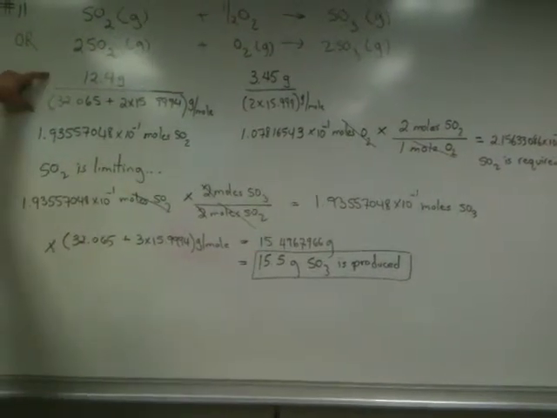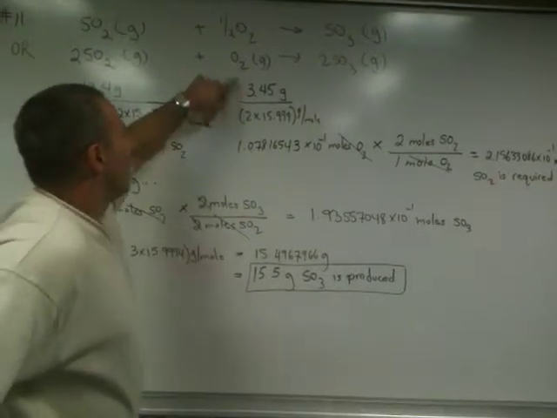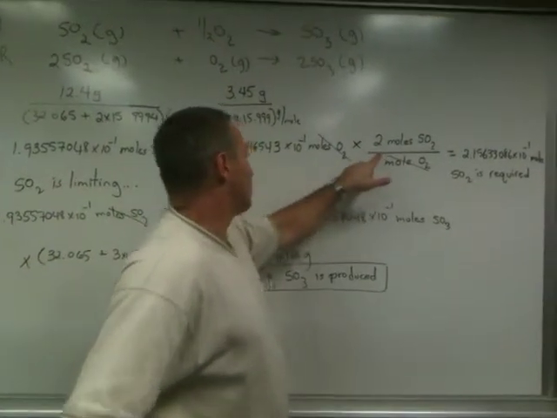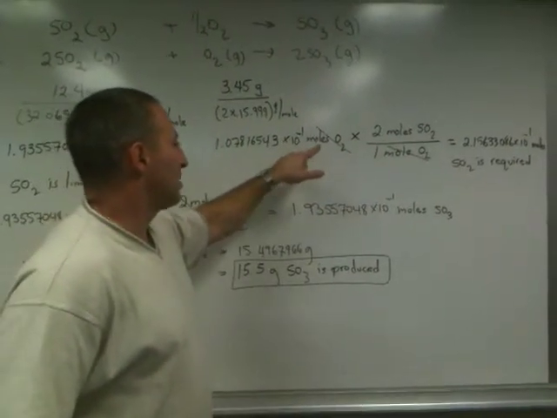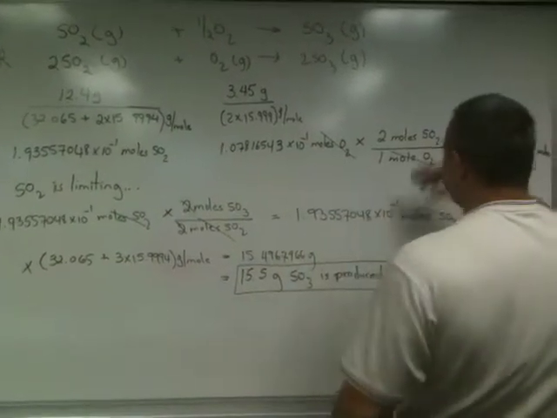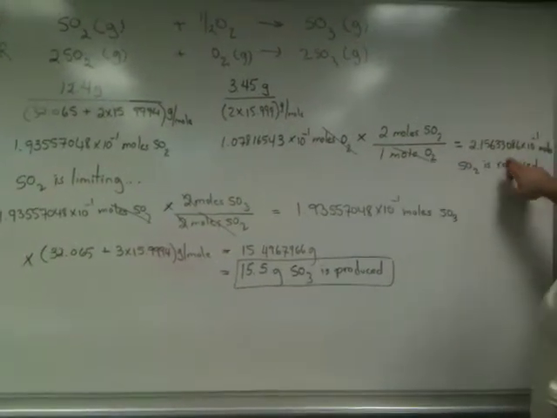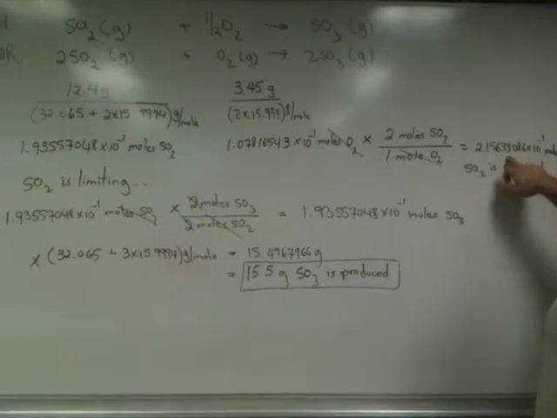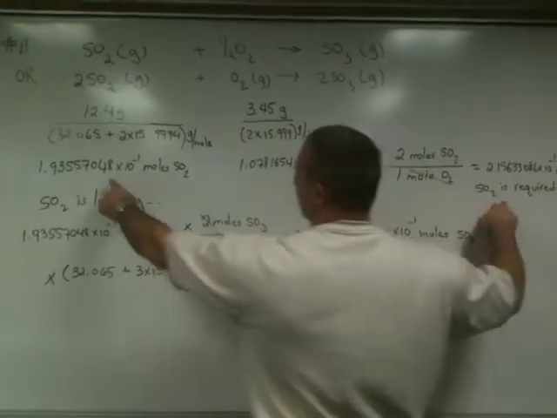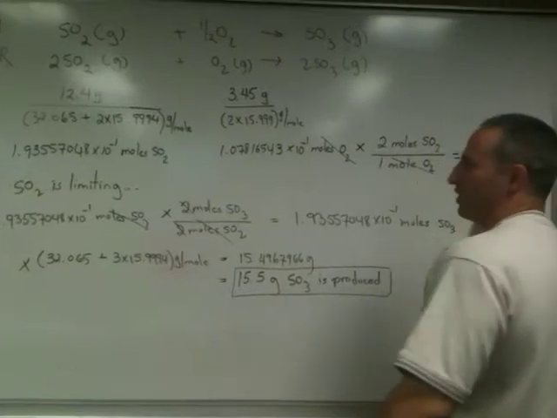I went again through the normal procedure of finding the number of moles of sulfur dioxide. Here it is. The number of moles of oxygen. Here that is. Then I started my calculation from oxygen this time because I suspected oxygen was the limiting reagent. Using the stoichiometry, 2 moles of sulfur dioxide per 1 mole of oxygen used, I found that 0.2156 moles of sulfur dioxide is required. But I actually have 0.19. So that means the sulfur dioxide is actually limiting.